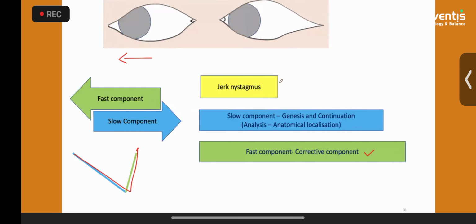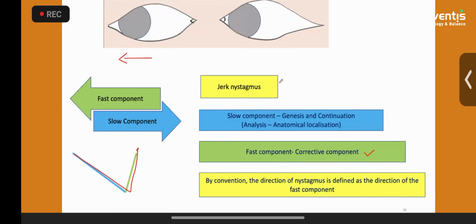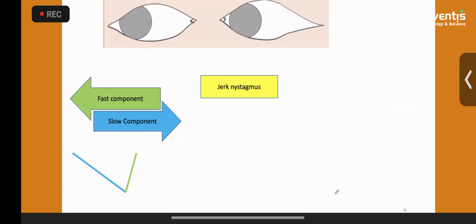But unfortunately, the nystagmus is named after the fast component because it is visible. It is named after the fast component because our eyes cannot appreciate the slow component. We will be able to appreciate the fast component. So conventionally, the direction of nystagmus is defined by the direction of the fast component. So now how will the nystagmus look?